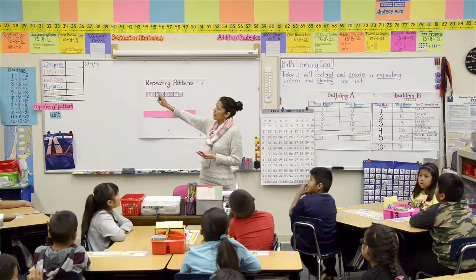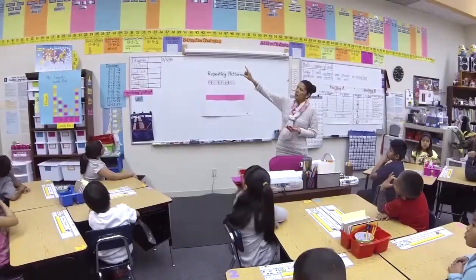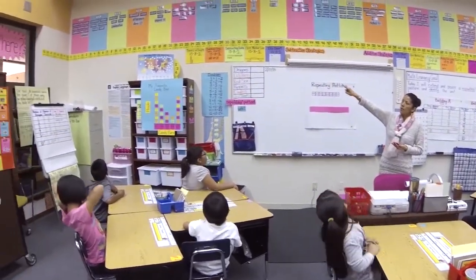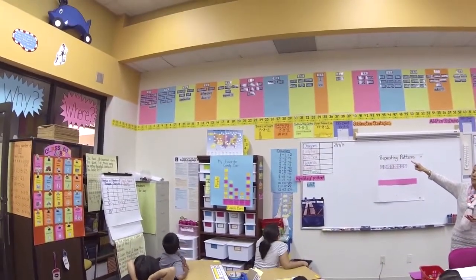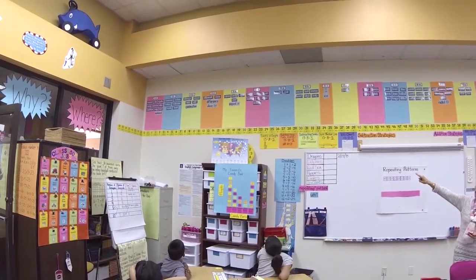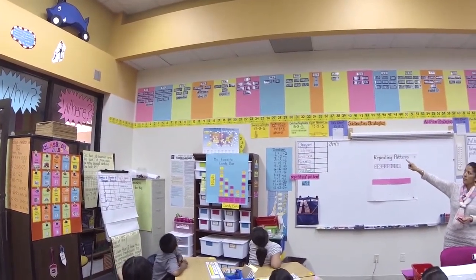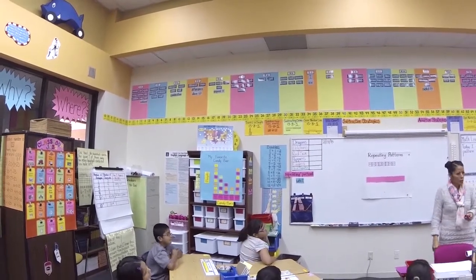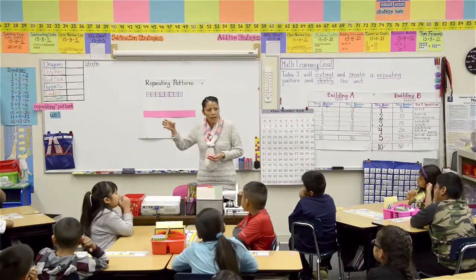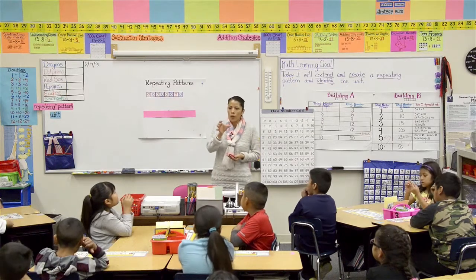So let's go back and look at our unit for our word wall. What's the first unit? Call the colors. Ready, go. Pink, blue, green, orange, yellow. Yes, that's the unit. Because it's that color that repeats itself over and over.